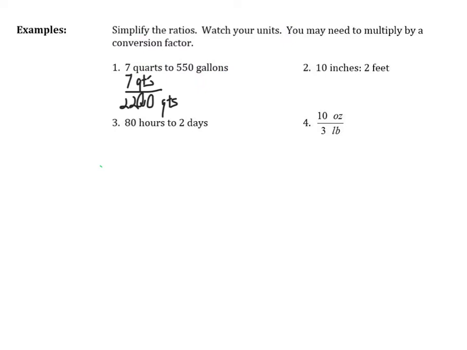So for this next example, now I'm dealing with inches and feet. I want to go with the smaller units. So I want to change both of them into inches. So I'm still going to have 10 inches. And I'm going to change the 2 feet. Well, there's 12 inches in 1 foot. So there's going to be 24 inches in 2 feet. Last thing I want to do is just try to reduce this. It looks like I can divide them both by 2, which is going to leave me with 5 inches to 12 inches.